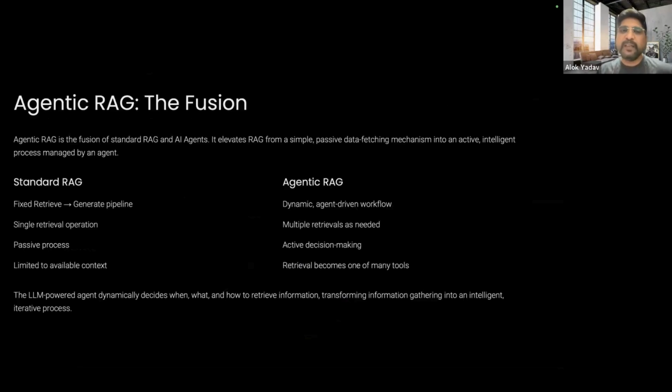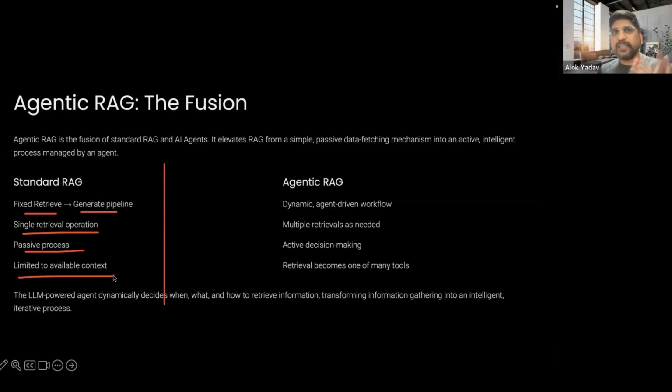Now we are trying to bring agents along with the RAG. Now, why do we need that? So you can see here, we discussed standard RAG. Here we have the standard RAG. It's fixed. So when we retrieve that data, we saw that it is doing one-time retrieval and generating that information. It's a single retrieval activity. It's a passive process, and sometimes the context that we may get here would be limited.